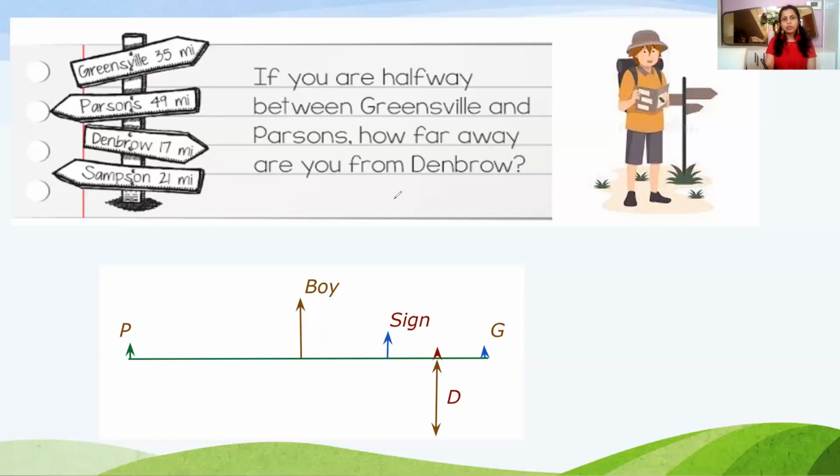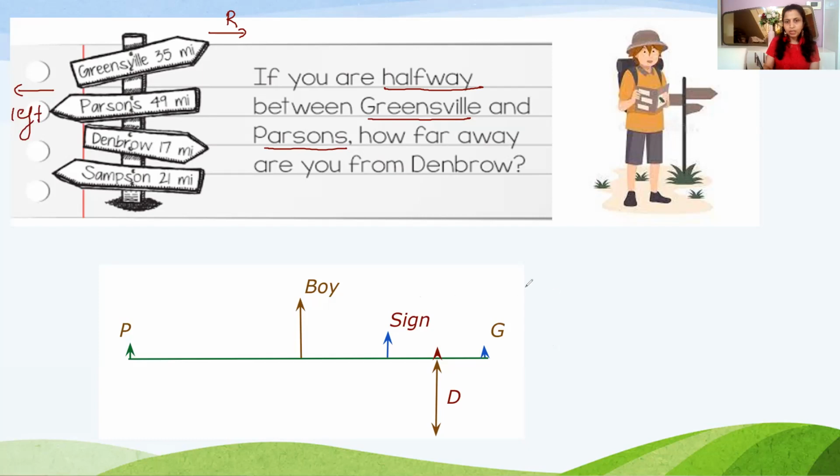So this is another problem where we are given that a boy is halfway between Greens Valley and Parsons. Here you can see I have tried to draw the diagram because this type of problem requires drawing the diagram. It's given halfway between two stations, Greens Valley and Parsons. But from the signboard, Greens Valley is to the right and Parsons is to the left. So they are in opposite directions.